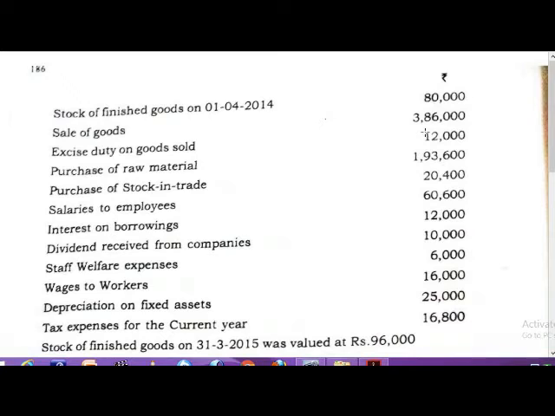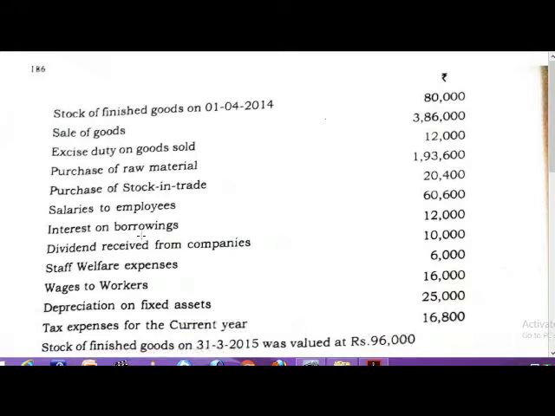As the figures for the previous years are not given under this problem, they are not recorded. Then the first item is stock of finished goods on 1/4/2014, that means opening stock at 80,000. Then sale of goods. Sale of goods means revenue from operations, and the excise duty on goods sold, and purchase of raw materials. Purchase of raw materials is included in cost of materials consumed, then purchase of stock in trade, salaries to employees. Salaries to employees is given under the employee benefit expenses.